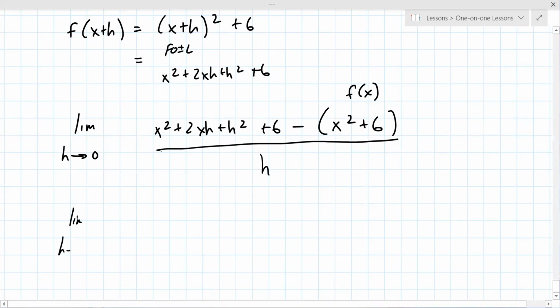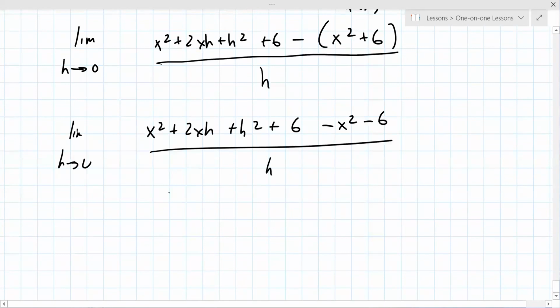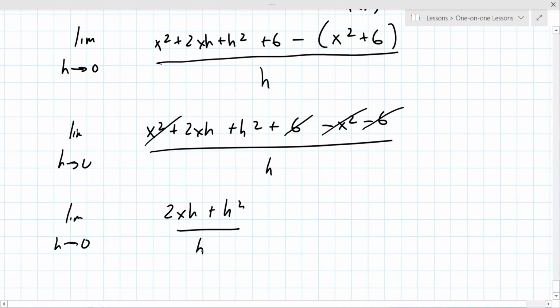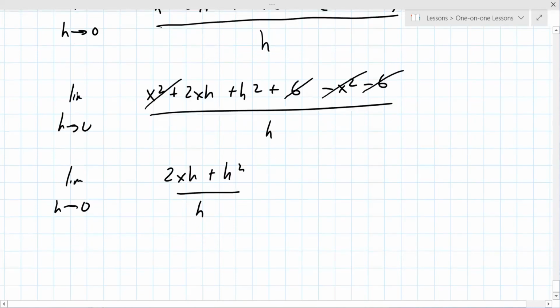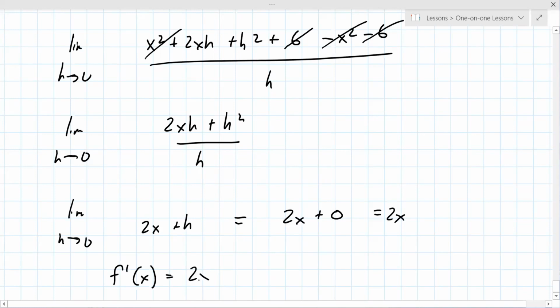So the limit as h goes to 0, x squared plus 2xh plus h squared plus 6 minus x squared minus 6 all over h. And I mentioned before, your check is if you've done this correctly, all the terms that remain will have an h in them. 2xh plus h squared over h, they both have an h in them. You divide that out. So you have 2x plus h, and then that becomes 2x plus 0, which is 2x. Your derivative f prime of x is 2x.